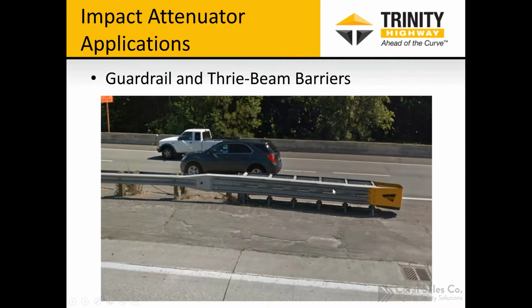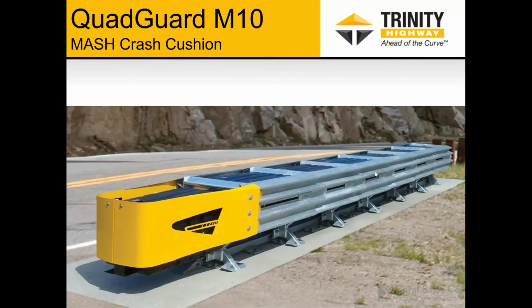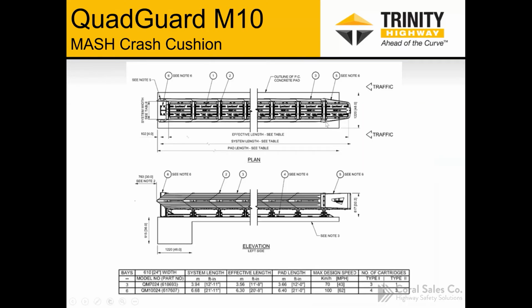M10 is a relatively simple system. Obviously I work with it every day, but it's pretty straightforward. Here you can see the system, and I'll get into some diagrams on it in just a minute. But here we call it the effective length. That's where it redirects a car on a side angle type impact. The system length, if you look down in this chart, is right about 22 feet, and I just put 22 feet on the slide.